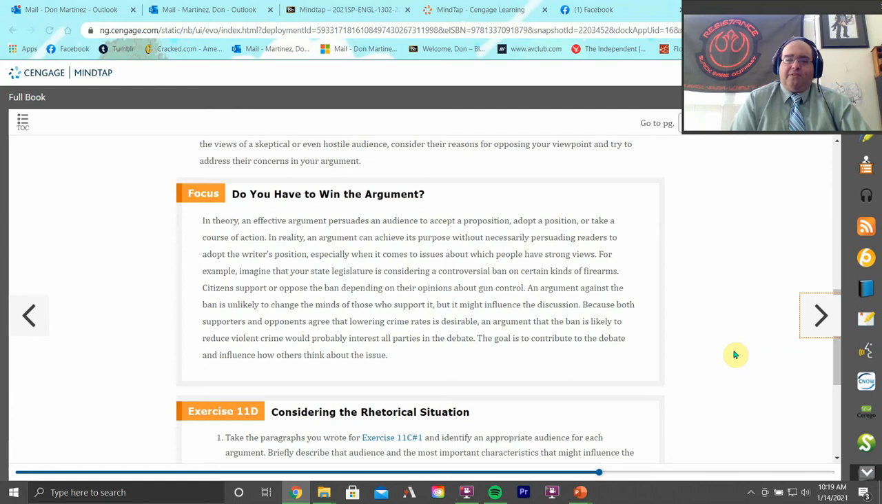Because both supporters and opponents agree that lowering crime rates is desirable, an argument that the ban is likely to reduce violent crime would probably interest all parties in the debate. The goal is to contribute to the debate and influence how others think about the issue. Okay? That's the main key here. Get people thinking. Get that information out there. Make your opinion known, so now the audience has one more thing to consider before coming to their knee-jerk decision.